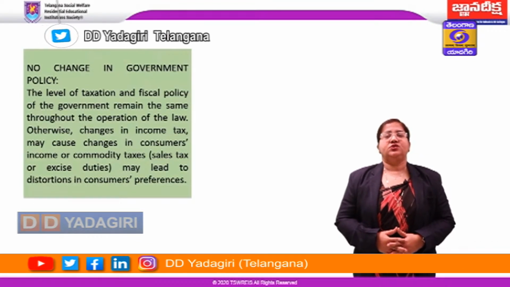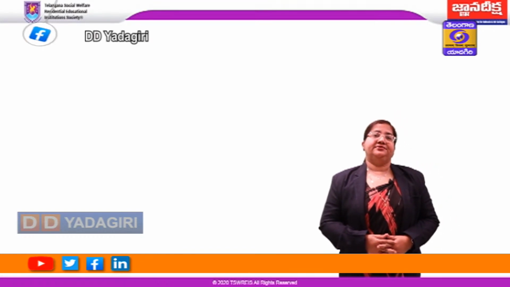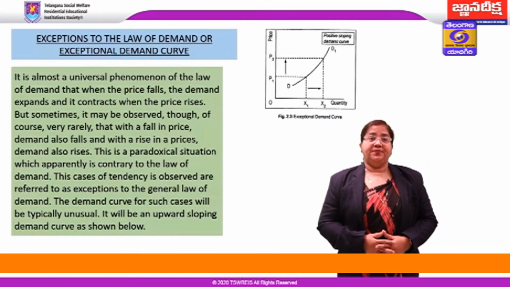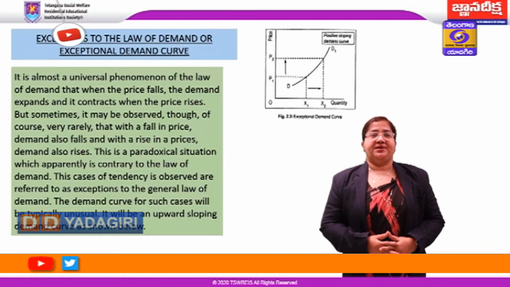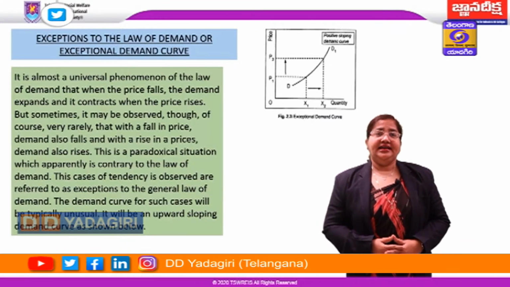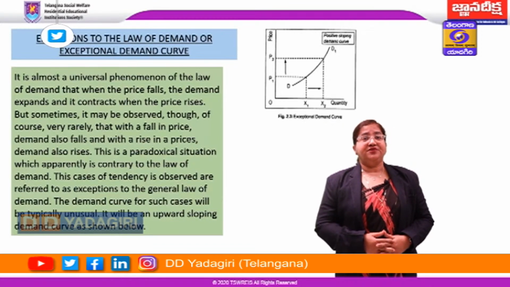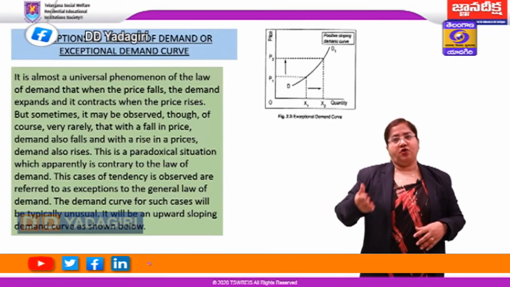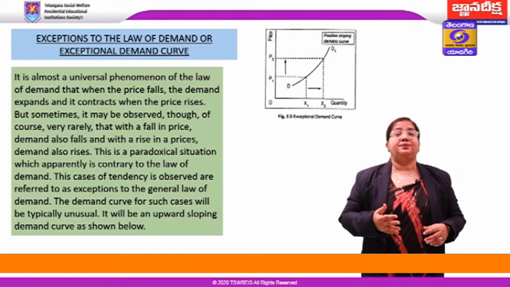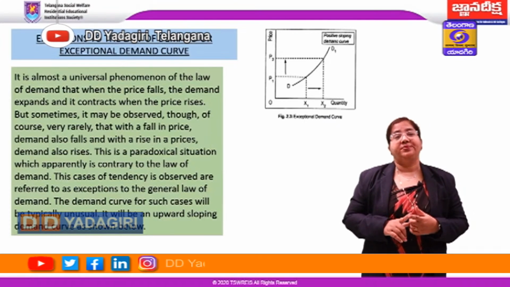Now we'll move on to the next very important concept: exceptions to the law of demand, or the exceptional demand curve. It is almost a universal phenomenon of the law of demand that when the price falls, the demand expands, and it contracts when the price rises. But sometimes, though very rarely, it may be observed that with a fall in price, the demand also falls, and with a rise in price, demand also rises.